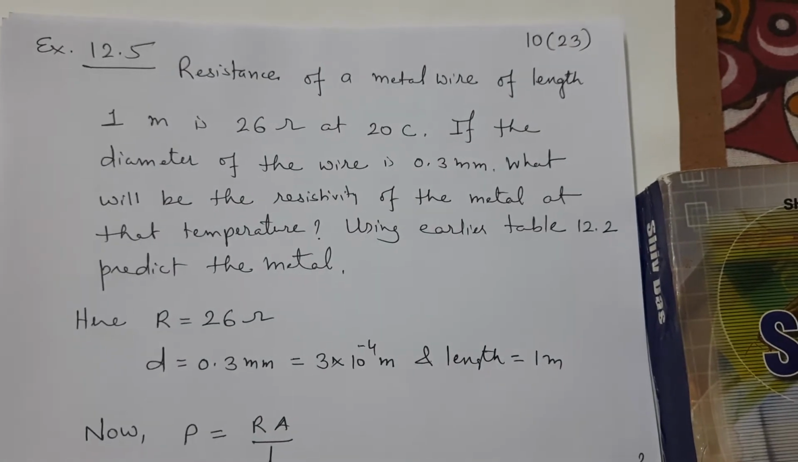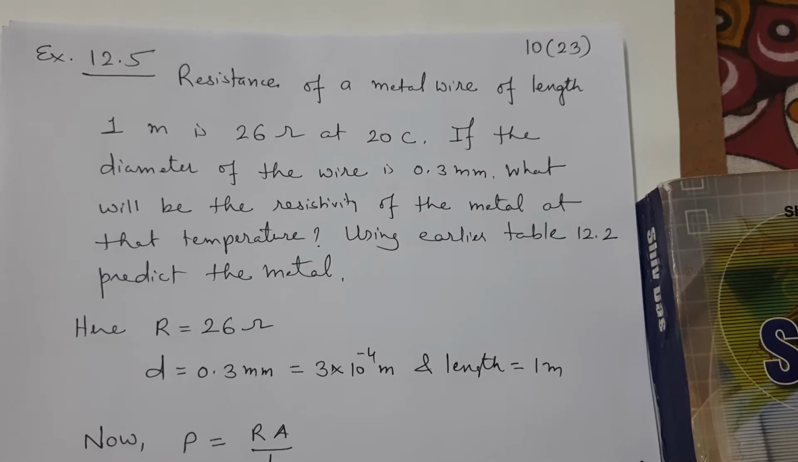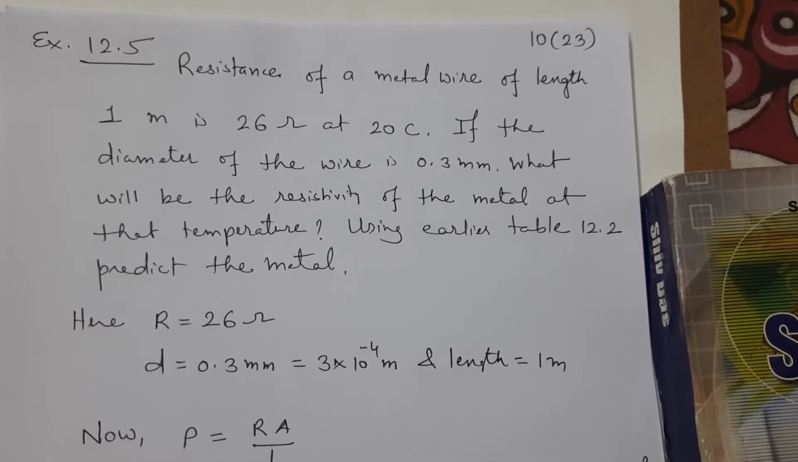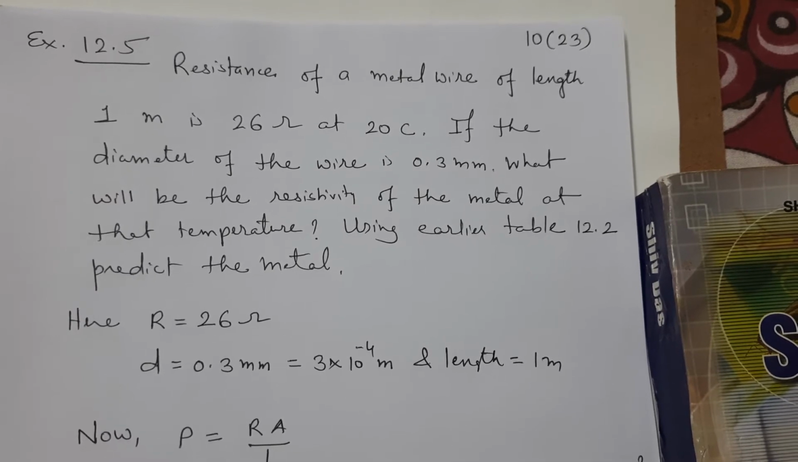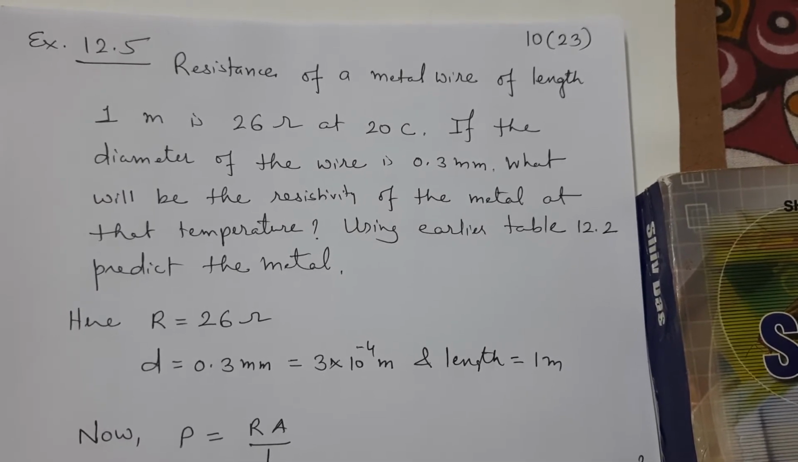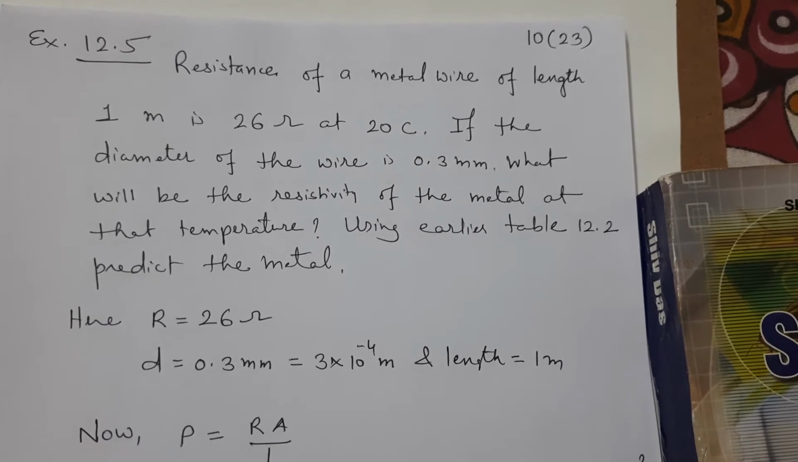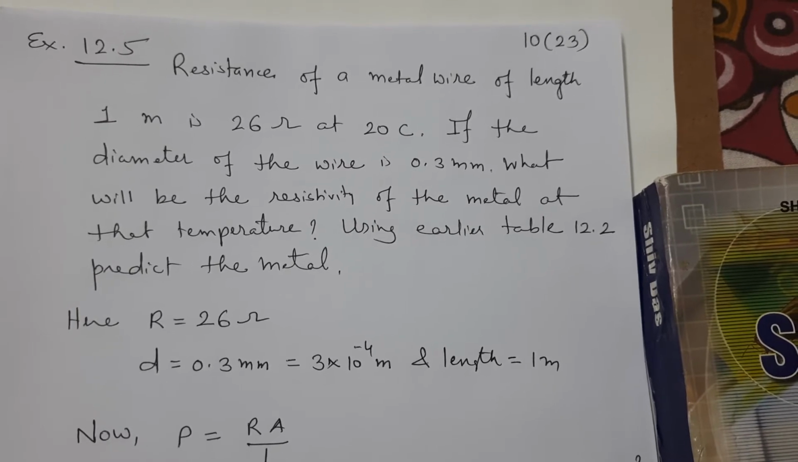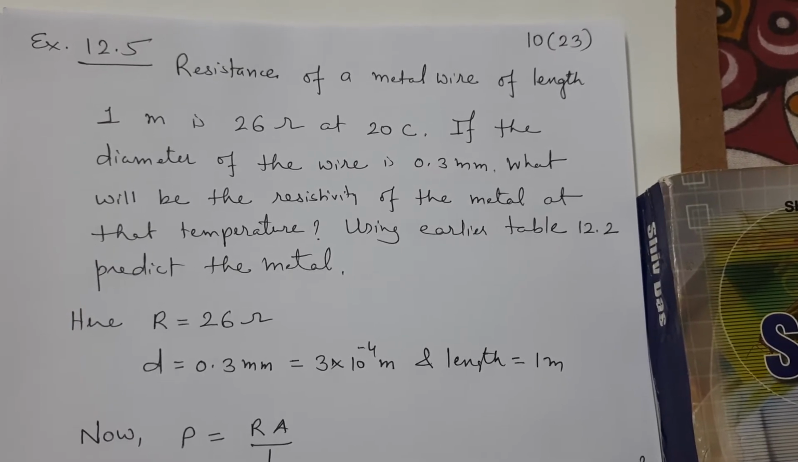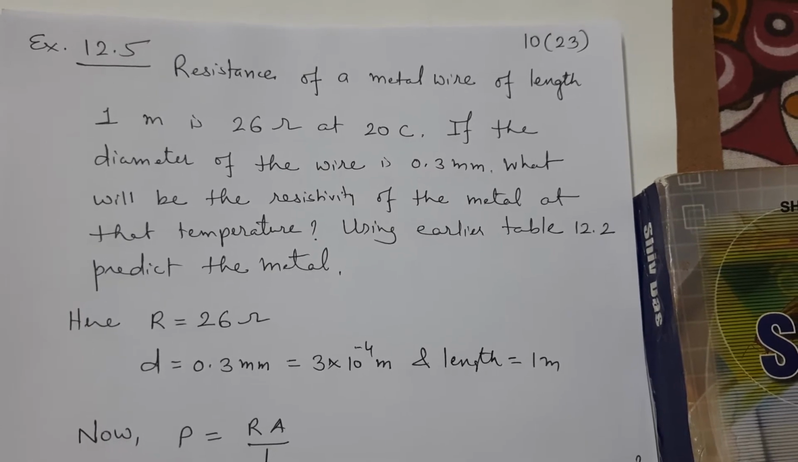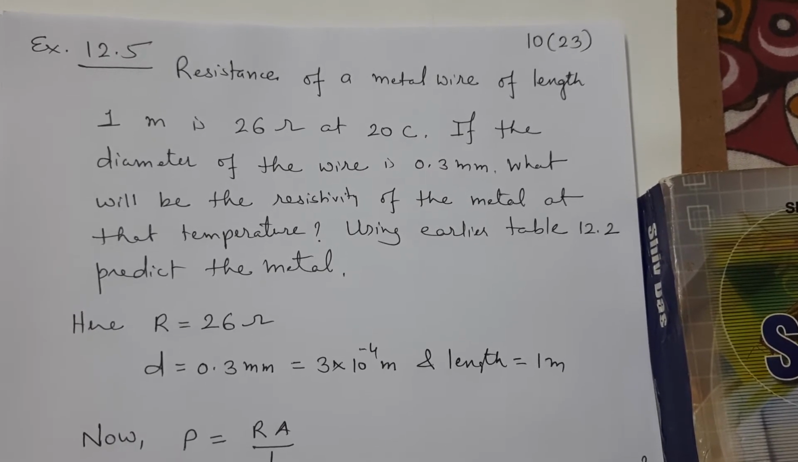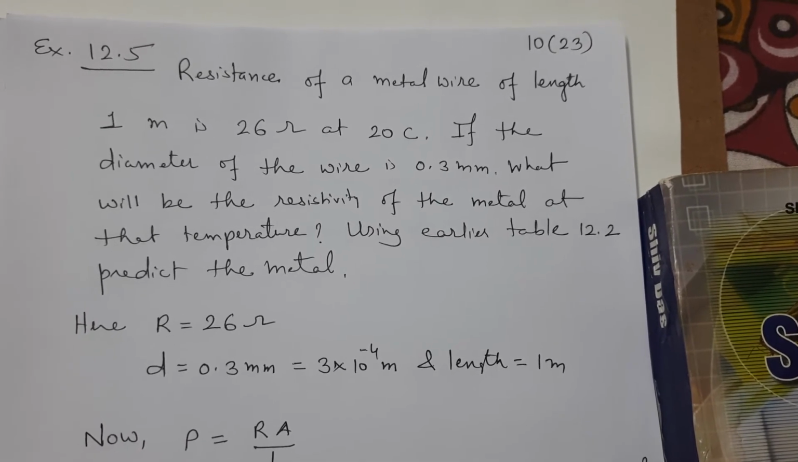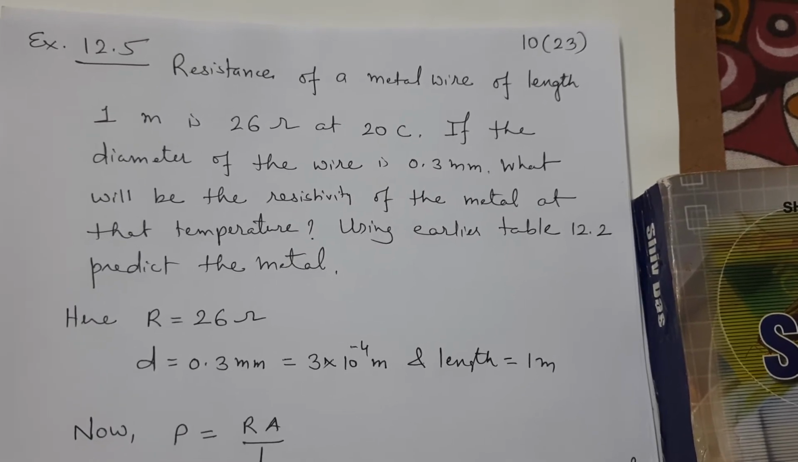Then comes another sum, 12.5. The resistance of a metal wire of length 1 meter is 26 ohm at 20 degrees Celsius. If the diameter of the wire is 0.3 mm, what will be the resistivity of the metal at that temperature? Using the earlier table 12.2, predict the metal. The table is given. First we will find the resistivity of the material, and then using the table we will try to find which metal it can be on the basis of the resistivity.